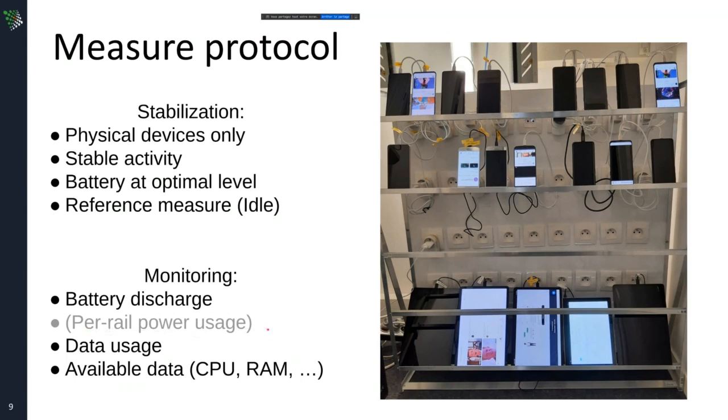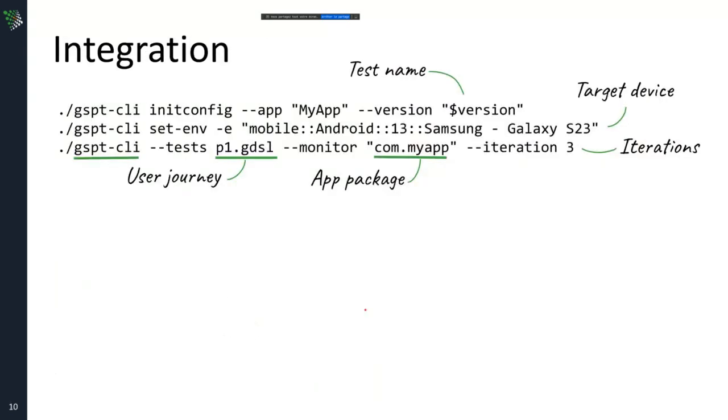Okay, so I showed you the GDSL and I showed you the devices on which the GDSL runs, but we still need to bridge the gap. So we have an additional tool. We have a command line tool which allows us to start measures arbitrarily. In this tool, we will define the name of the test that you want to perform. So if you want to test a specific version of the app, you will use this version name as the name of the test.